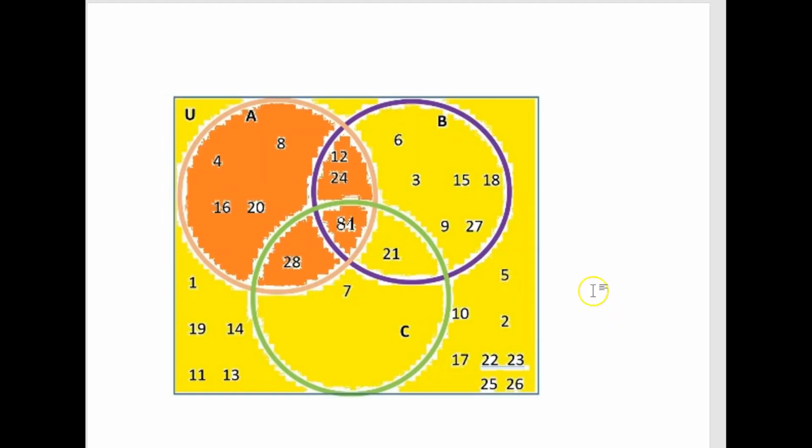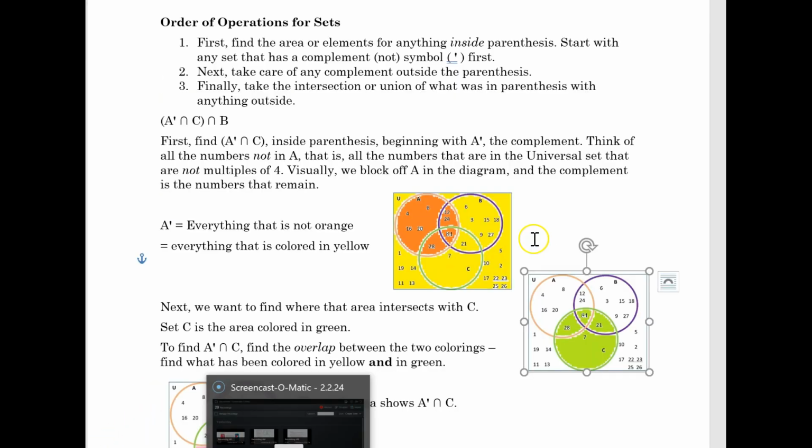So in this picture, you can see that I've shaded A in orange. Everything that's not A is shaded in yellow. It includes all this stuff out here, and any part of B and any part of C that's not A. So this whole yellow area is our not A. That's our first step. So now we've done this first part inside parentheses. We've done the not A. That's the yellow coloring here.